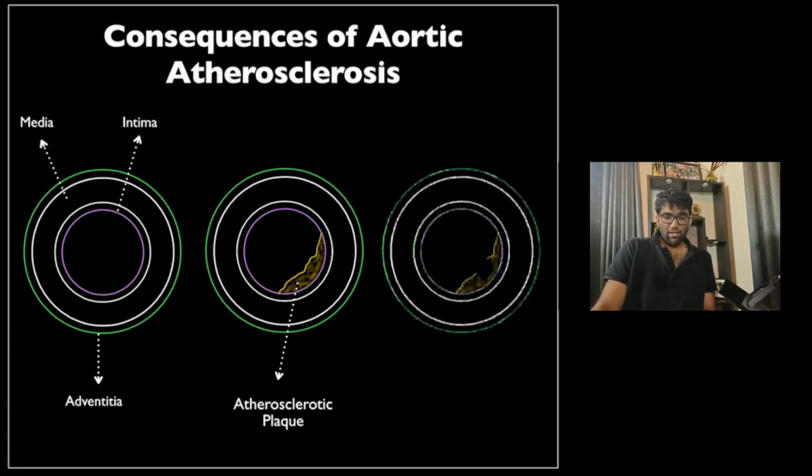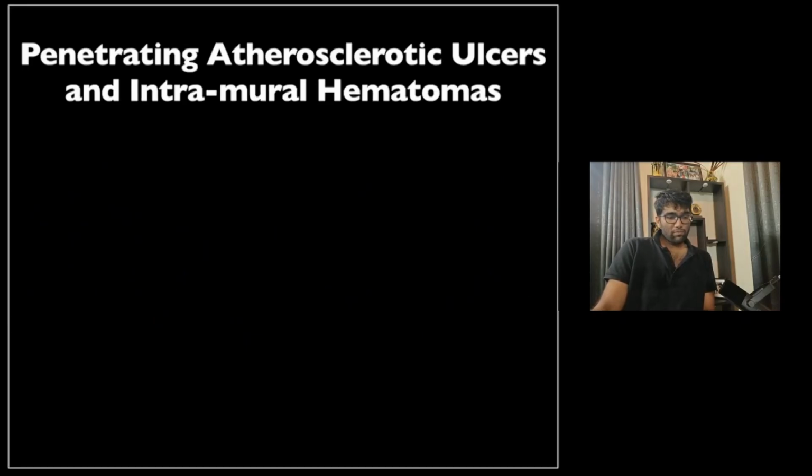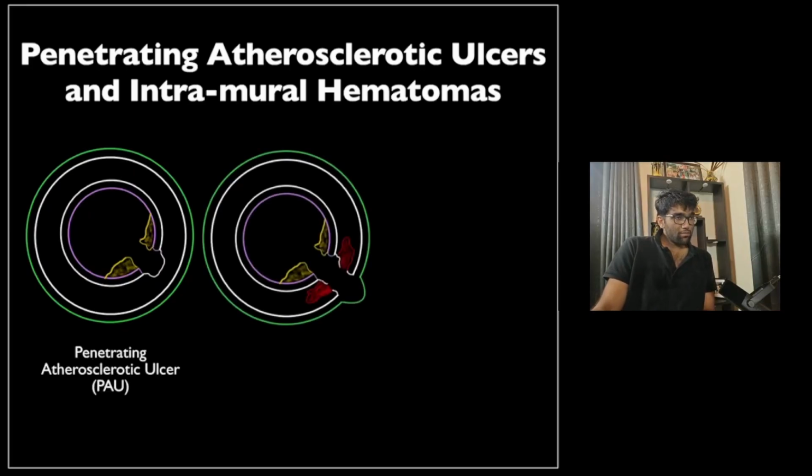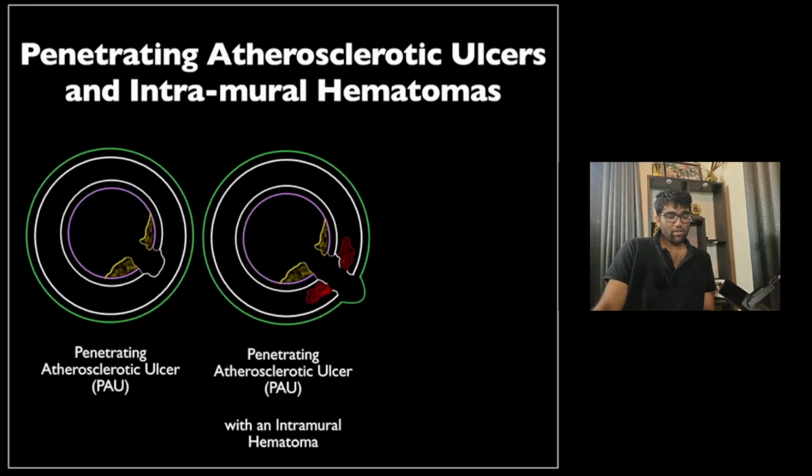That atherosclerotic plaque can get ulcerated, but that ulceration need not extend even within the media. So, this is called an ulcerated atherosclerotic plaque. Then we have penetrating atherosclerotic ulcers and intramural hematomas. If the ulceration within the atherosclerotic plaque extends to the media, that is then called a penetrating atherosclerotic ulcer. That can result in bleeding into the media, which is then called a penetrating atherosclerotic ulcer with an intramural hematoma.